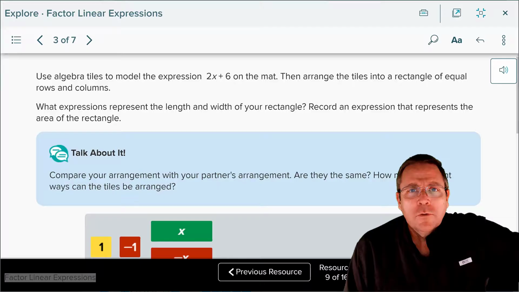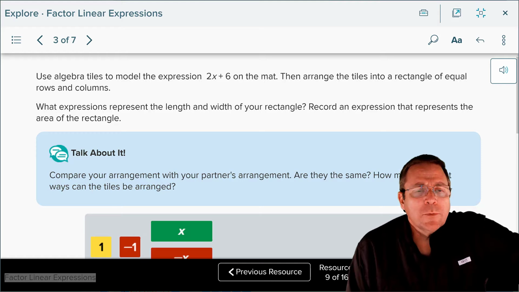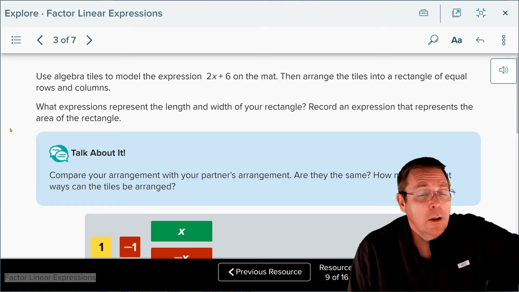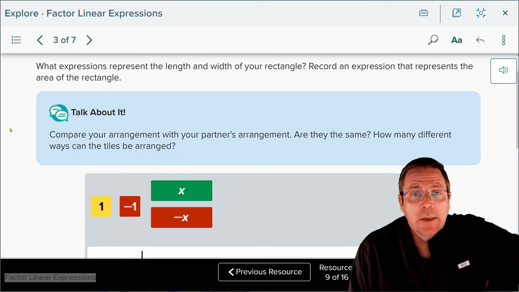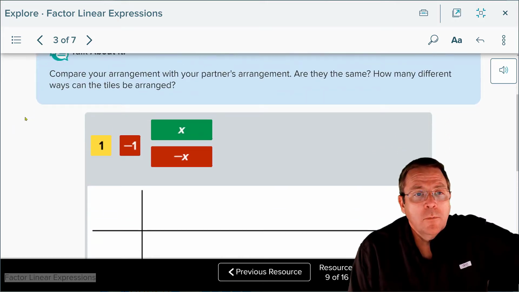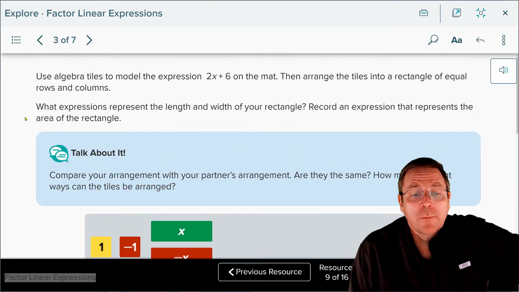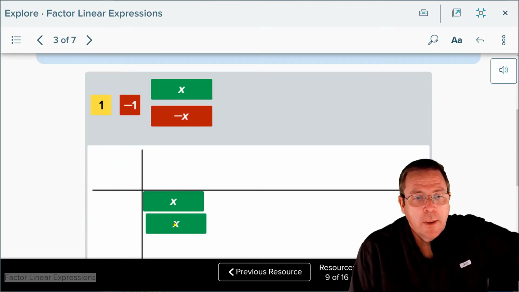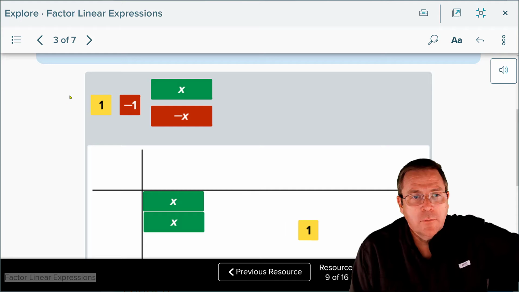So now they want us to use algebra tiles to model the expression 2x plus 6 on a map. Then arrange the tiles into a rectangle of equal rows and columns, and what expression represents the length and the width. So, let's see here. We've got 2x plus 6, so I'm going to need to get 2 x's, and I'm going to need to get 6 1's.